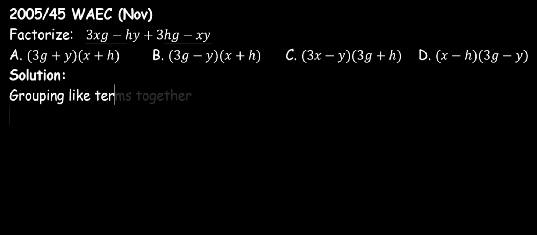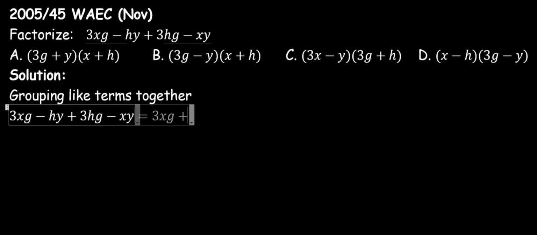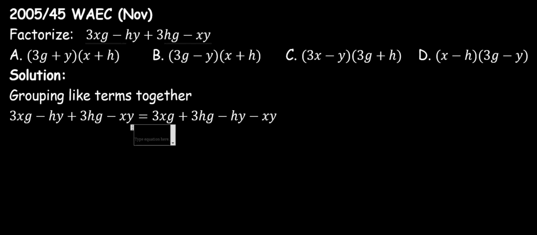Grouping like terms together, we have that our given problem, which is 3xg minus hy plus 3hg minus xy, will be equal to 3xg plus 3hg minus hy minus xy. We've just grouped the terms that have like terms, the g together and the y together. Now, factorizing 3g out of the first items, we have 3g into bracket open x plus h, minus y into h plus x, and that is the same as 3g into bracket open x plus h minus y into x plus h.